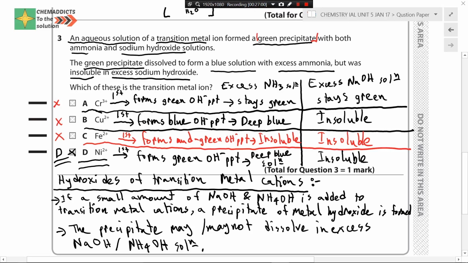Okay, so you need to memorize and recall these things. So please pause the video for a while and memorize this. You don't need to check the book or notes for this. Just memorize these things and you are done with it.